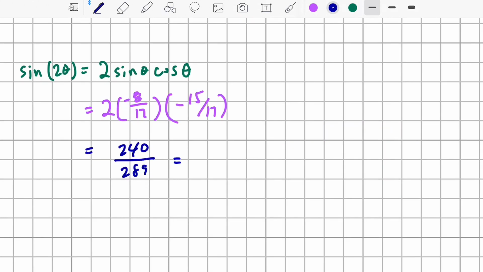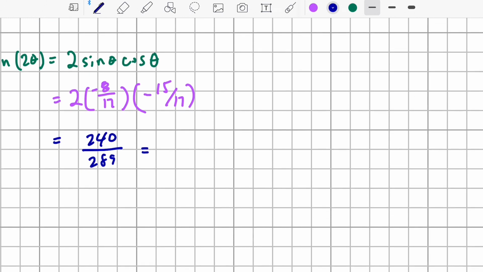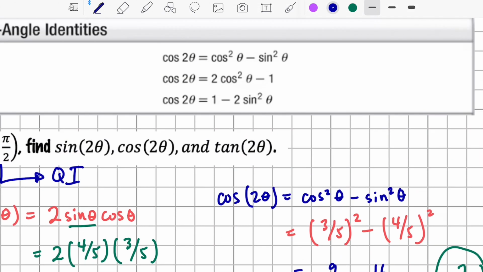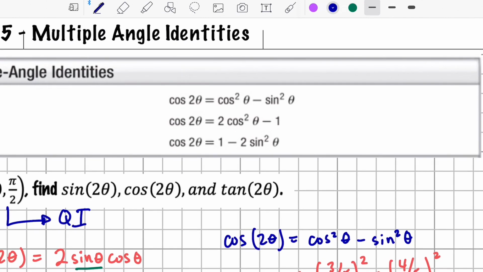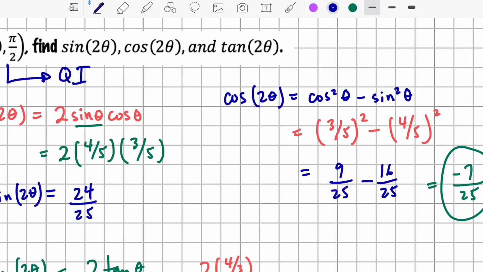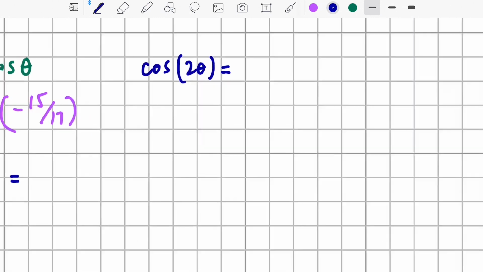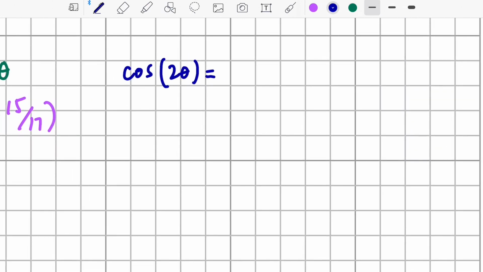Okay, now let's find cosine of 2 theta. So cosine of 2 theta. Like I said before, you have 3 options to choose from. I'm just gonna go with the first one. Doesn't really matter which one you use, you'll get the same answer. So I'm gonna use the first one, this one. So it is cosine squared theta minus sine squared theta.